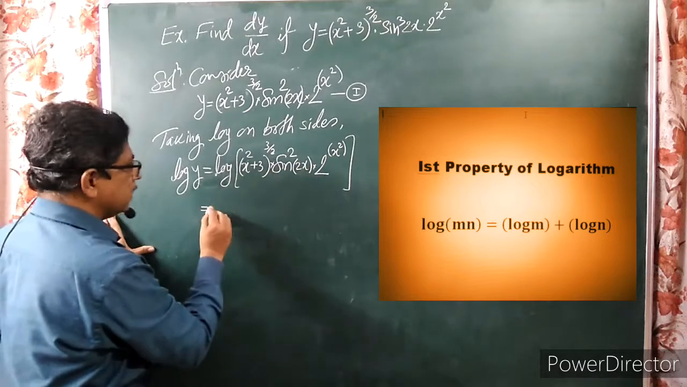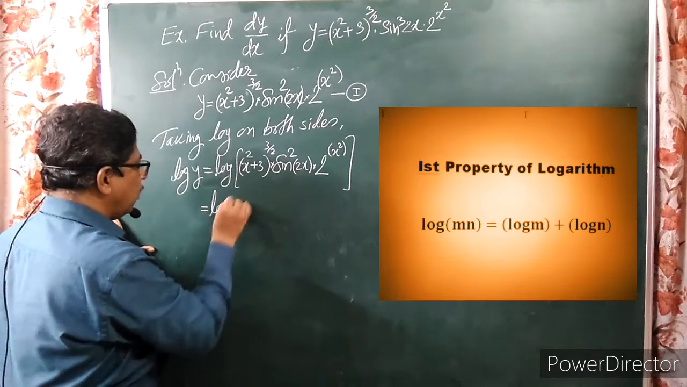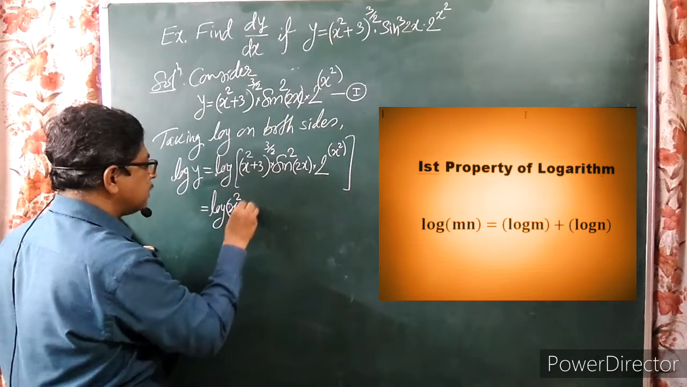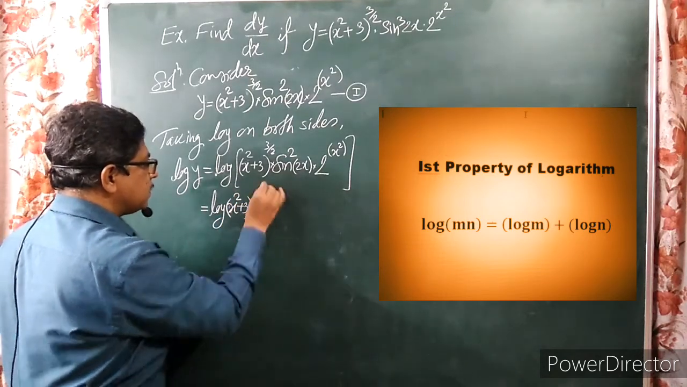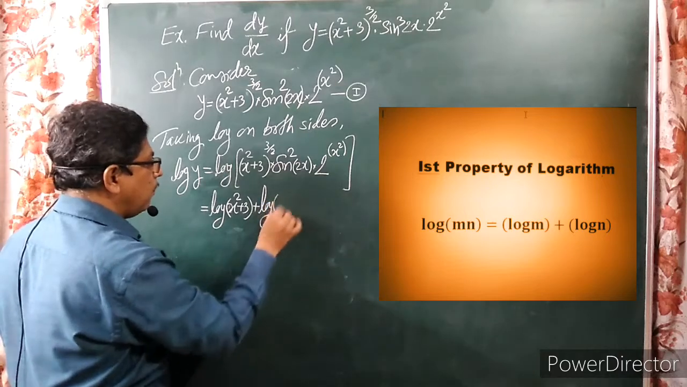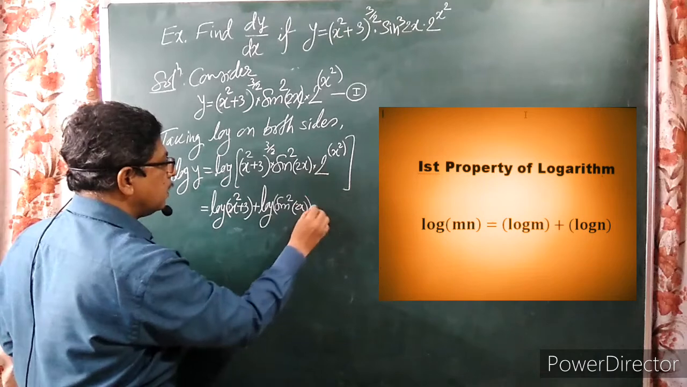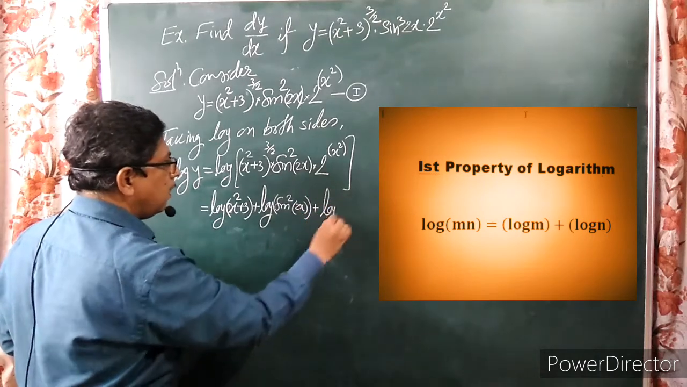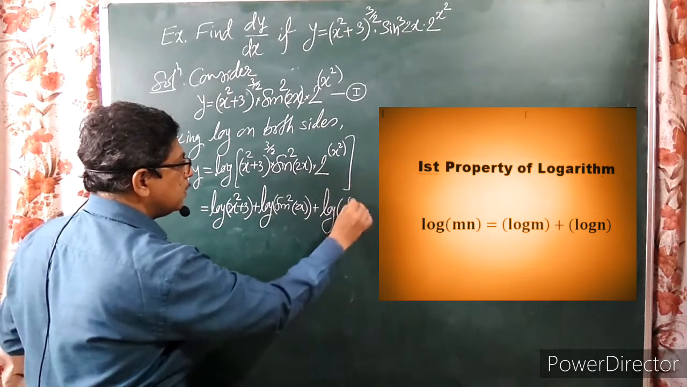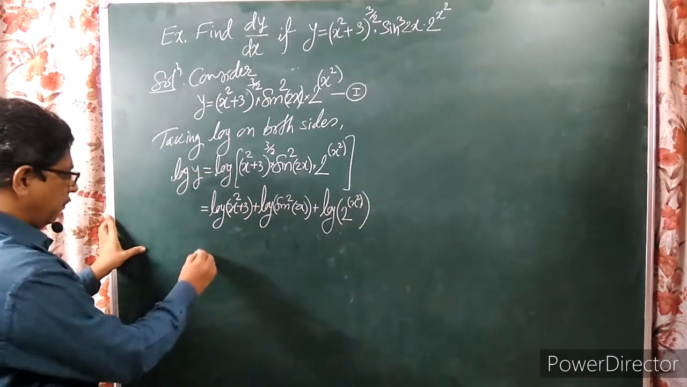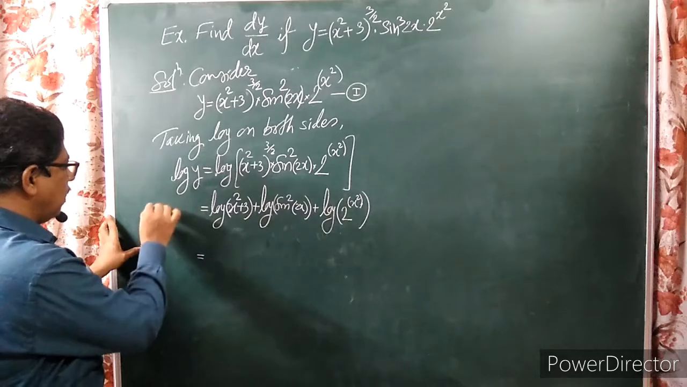So separate all the terms. Log of x square plus 3 plus log of sine square 2x plus log of 2 raised to x square, which is equal to, this is log y.